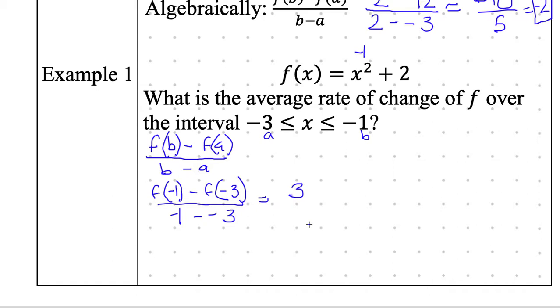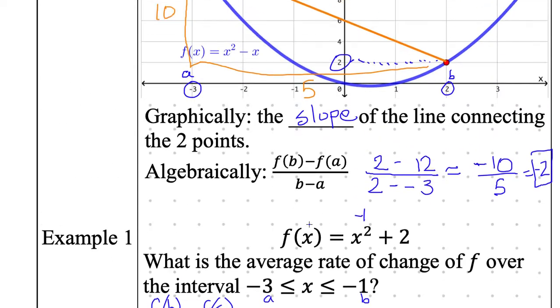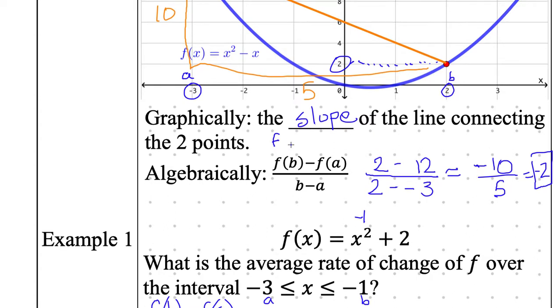Wait, so how did we do that with the graph then? So if I come back up here, I kind of skipped a step, and I think that's what's confusing everyone. What I really had here was f of 2 minus f of -3. And then f of 2 turned into 2, f of -3 turned into 12.